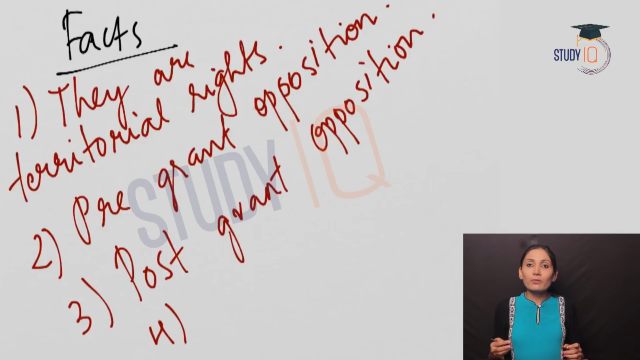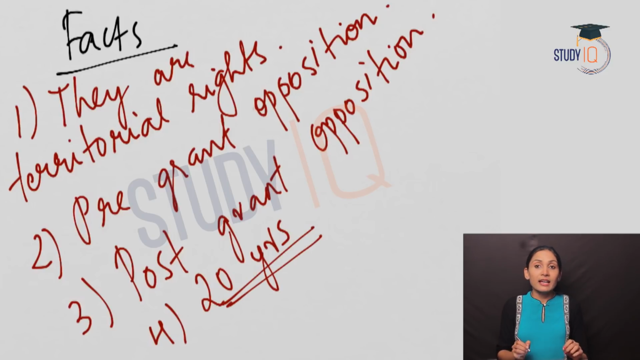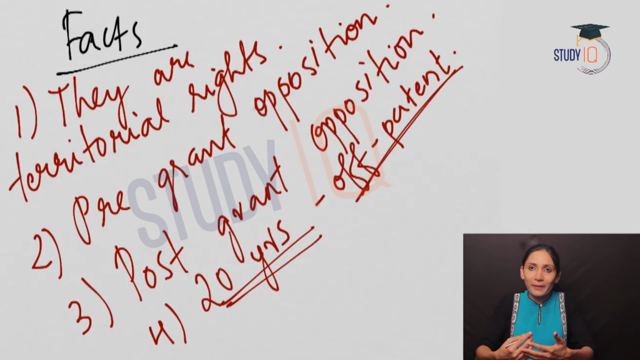The next important thing you must note is that patent is for a certain period. Patent is for a period of 20 years. And after 20 years, it becomes off patent. So, let us see what is off patent. Off patent means that after this protection period of 20 years, the general public can use the patent. That means anybody from the general public can use the technology, use the invention to make that particular product.